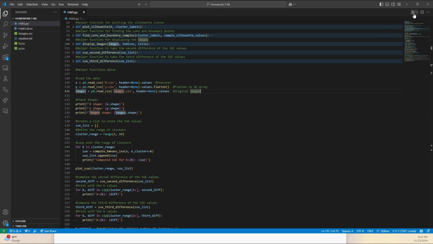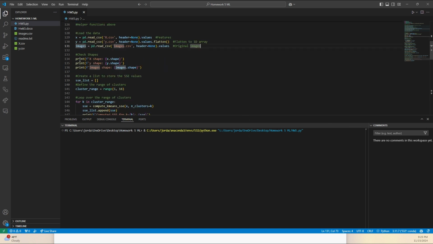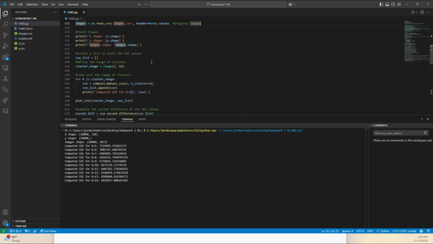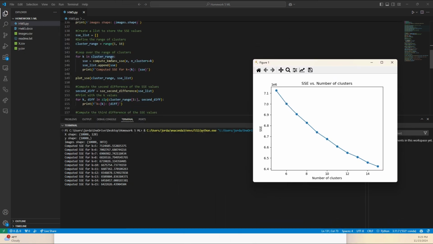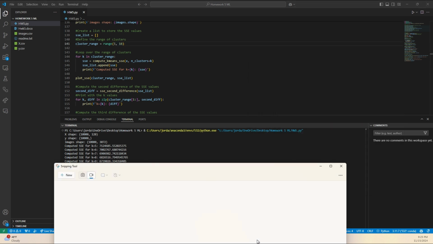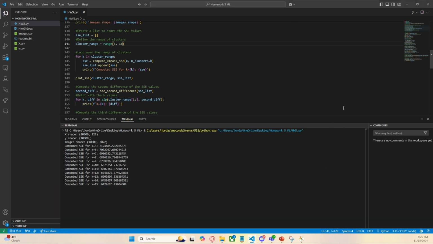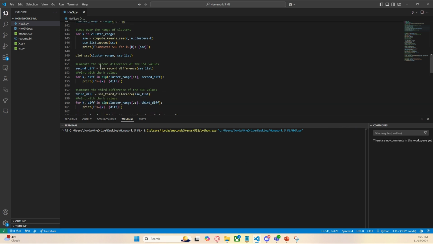So we'll run it, and then I'll keep going through it. But I was checking the shapes just to verify everything was the way I needed it to be. And then we loop over all the k's in the cluster range, which is 5 to 16 for this assignment. And actually, I'm going to run that again. And then we'll pick the best k.